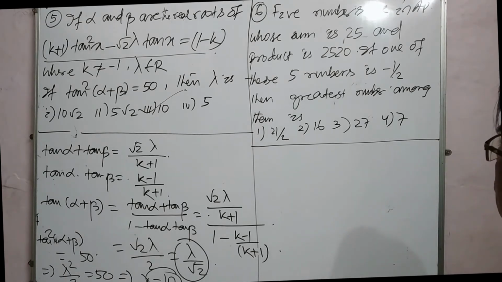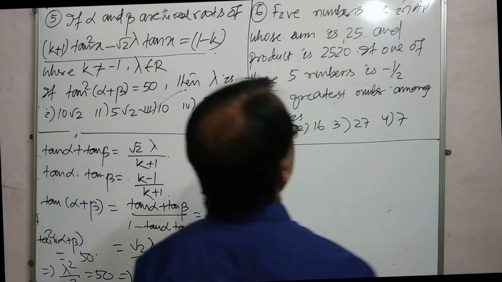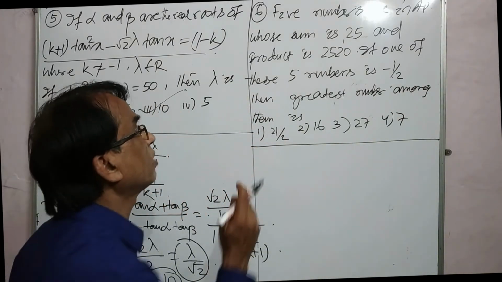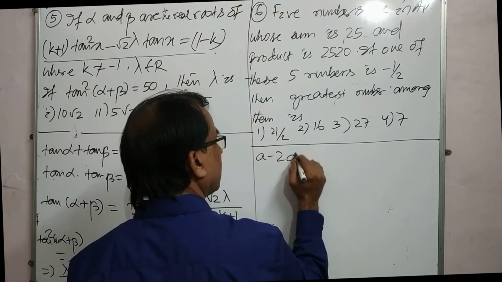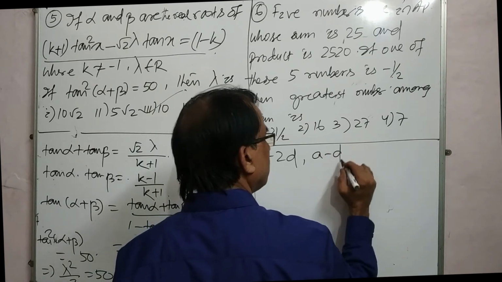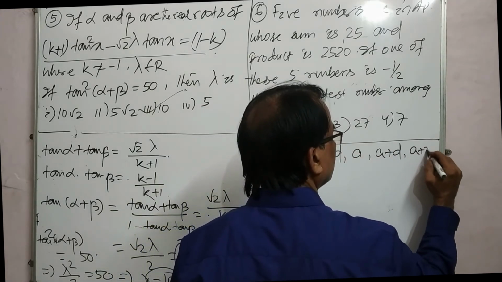5 numbers are in AP whose sum is 25 and product is 2520. If one of these 5 numbers is minus 1 by 2, then find the greatest number among them. Here the most important concept is, whenever such a series is given, you have to choose the terms as a minus 2d, a minus d, a, a plus d and a plus 2d.